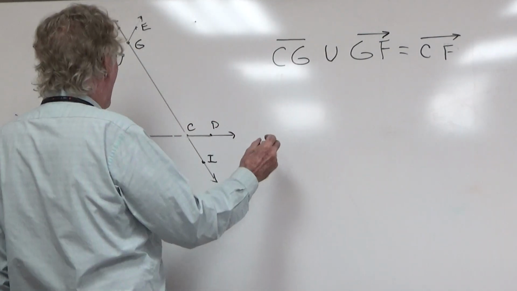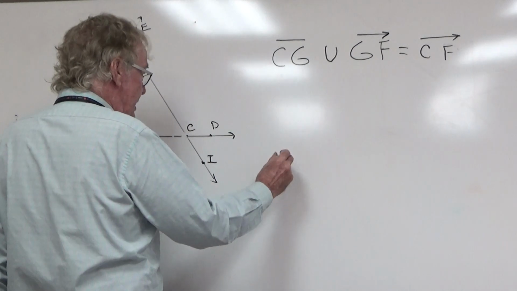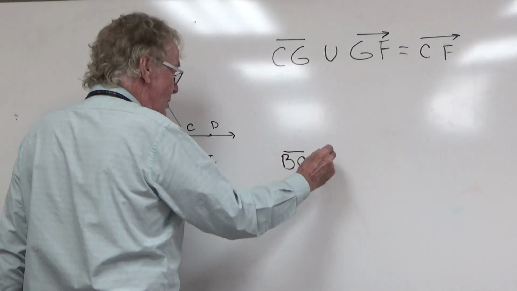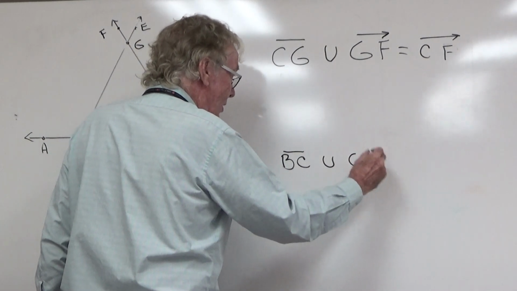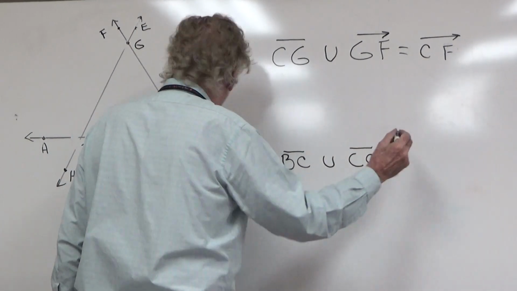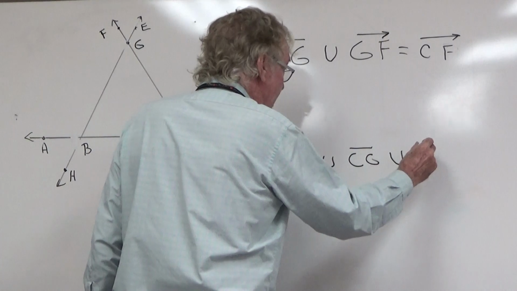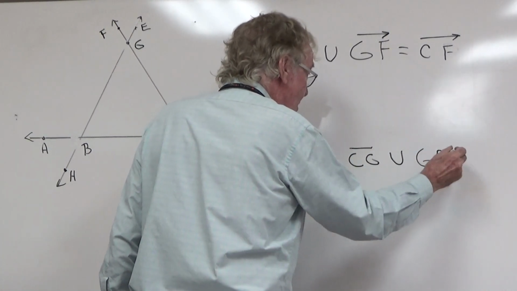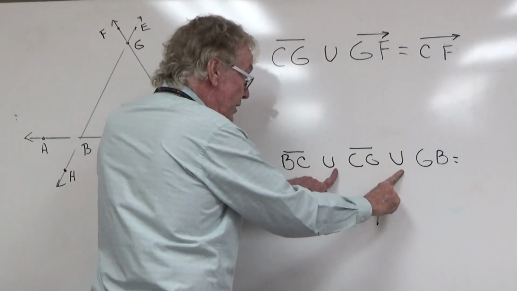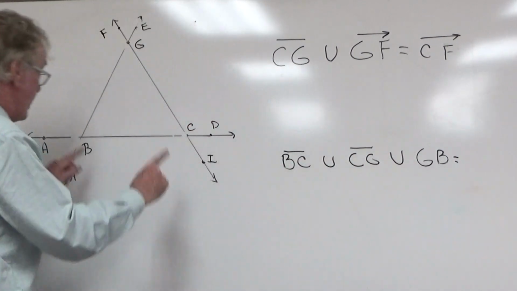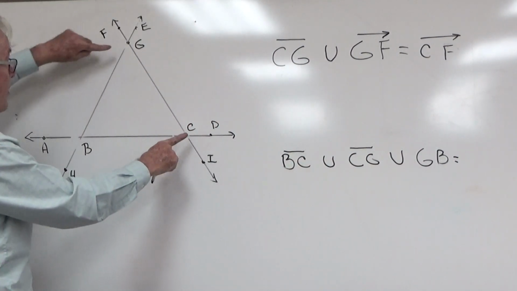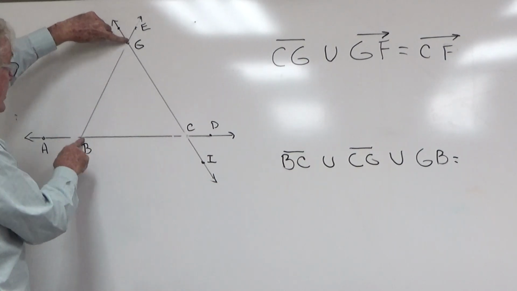We have segment BC, the segment, union with segment CG, the segment, union again with segment GB. So now I'm unioning these things. I'm joining this set together with this set together with this set. I need to put this segment together with this segment together with this one.